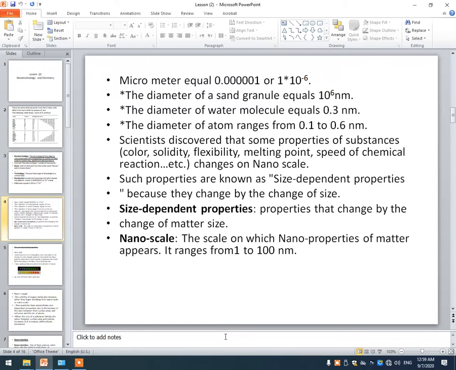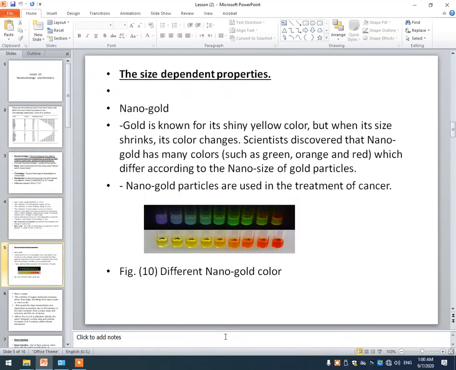Scientists discovered that some properties of a substance, such as color, solidity, flexibility, melting point, speed of chemical reaction, etc., change on the nanoscale. These are known as size-dependent properties, because they change when the size of the matter changes. Nanoscale is the scale on which the nano properties of matter appear. It ranges from 1 to 100 nanometers.